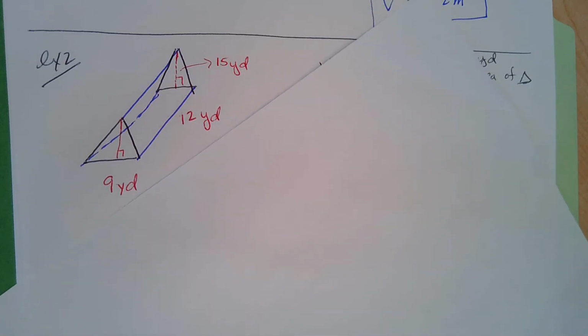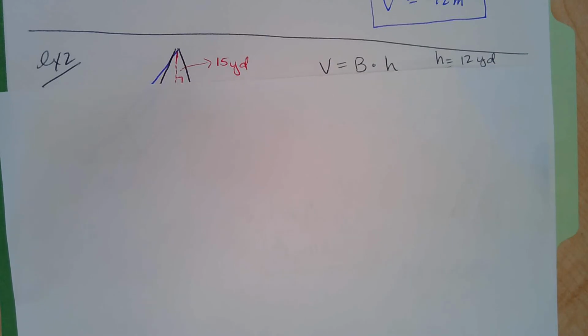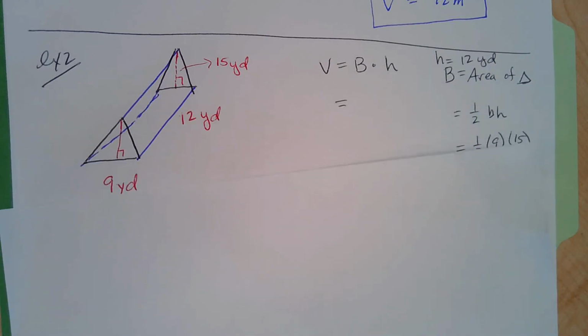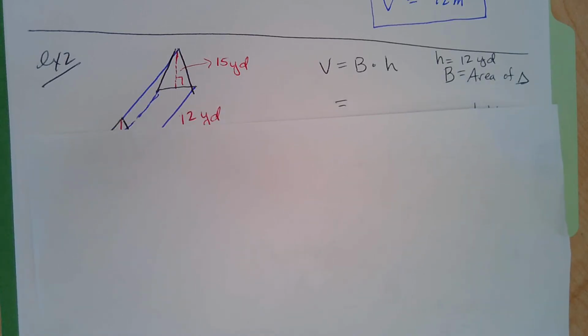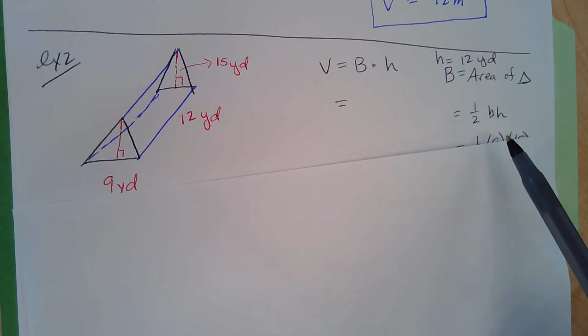So now we will use the same formula. Volume equals base times height. The height we said was 12 yards. The base, it's the area of a triangle. So you have to identify what the base is. The base again is a triangle. So the area of a triangle is 1/2 base times height.